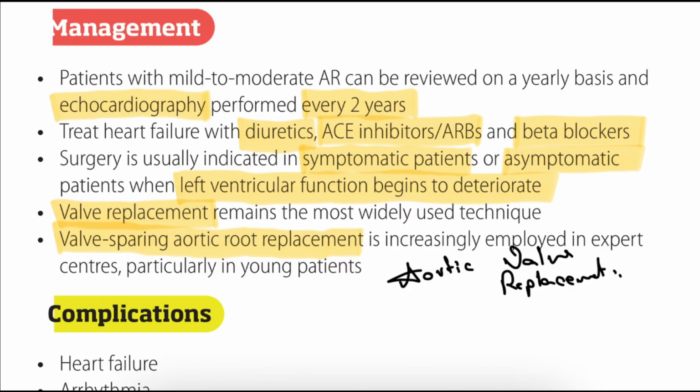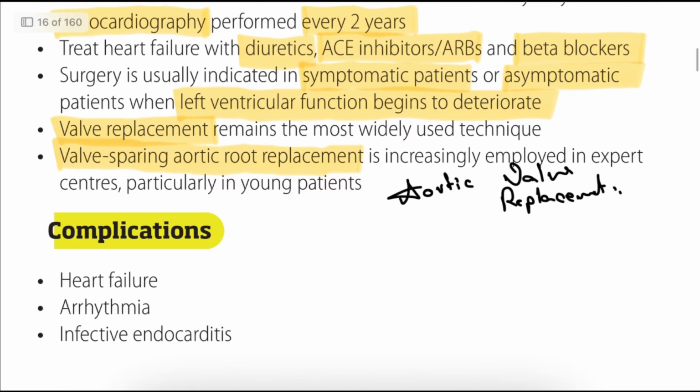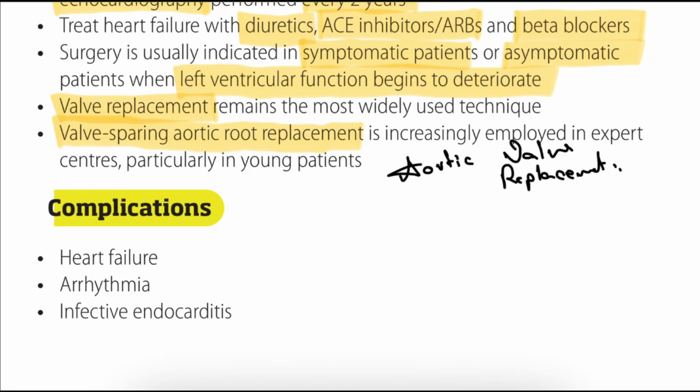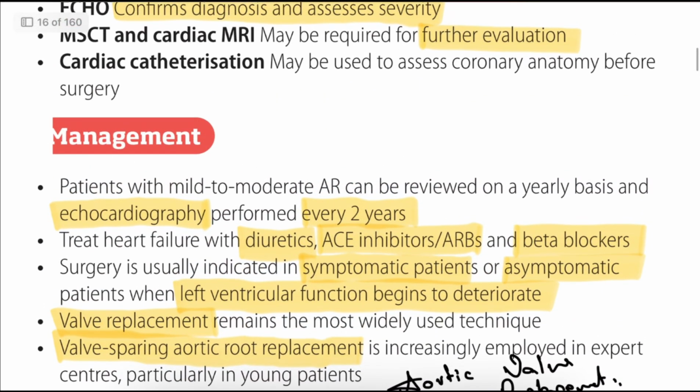Okay, so this is for aortic regurgitation. In complications we can see heart failure, arrhythmia, and infective endocarditis. Next you can see here now the systolic murmurs.